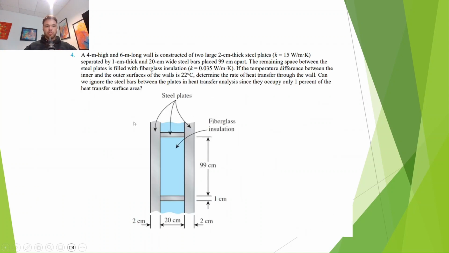So going over the problem a little bit, this is going to be the whole problem. I did number 4. It's a 4 meter by 6 meter wall, constructed of 2 large 2 centimeter thick plates, with this K, separated by 1 centimeter thick and 20 centimeter wide steel bars placed 99 centimeters apart. Remaining spaces between the steel plates is filled with fiberglass insulation with this K. And the total temperature difference is 22 degrees Celsius from this side to this side.